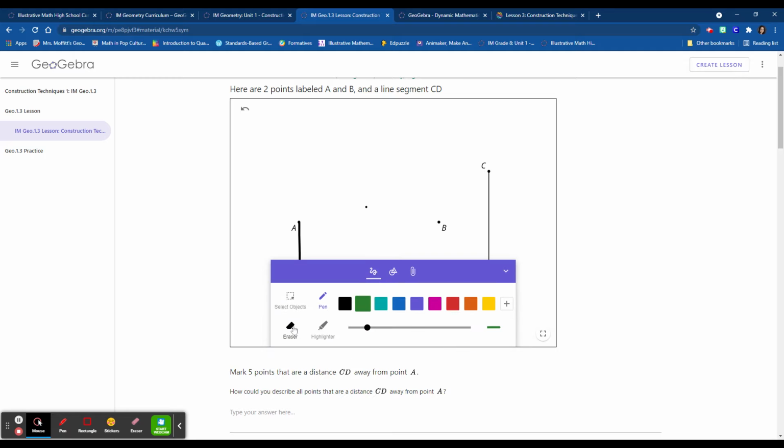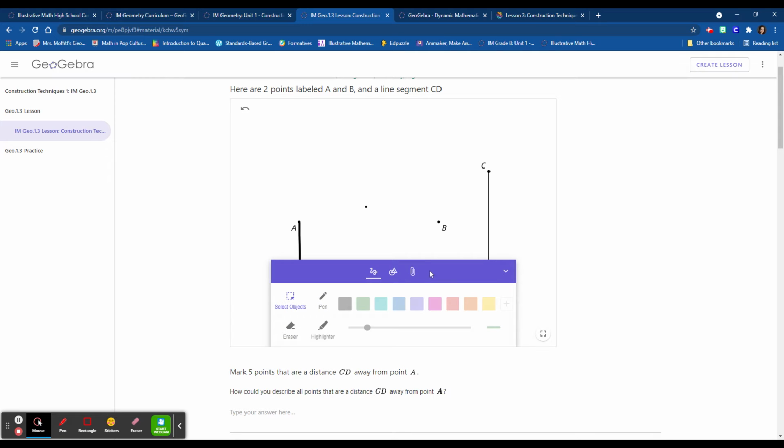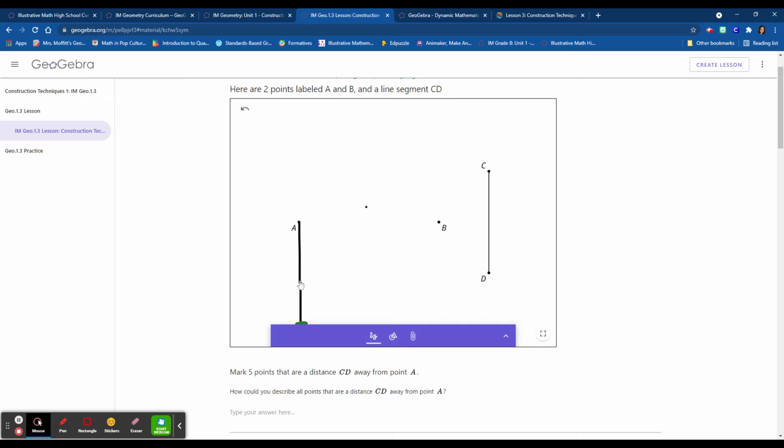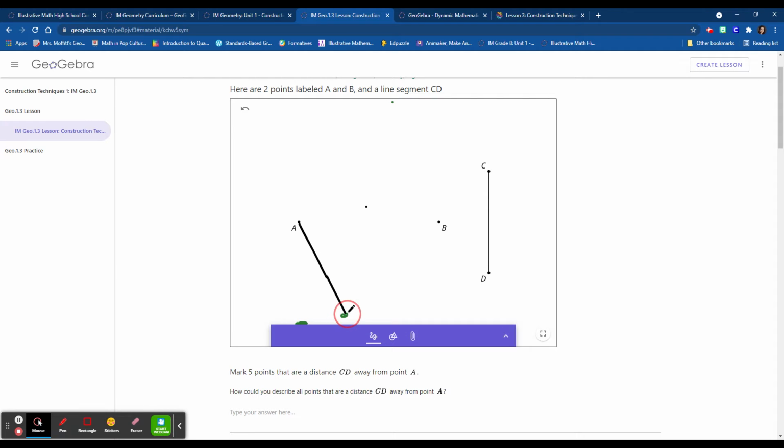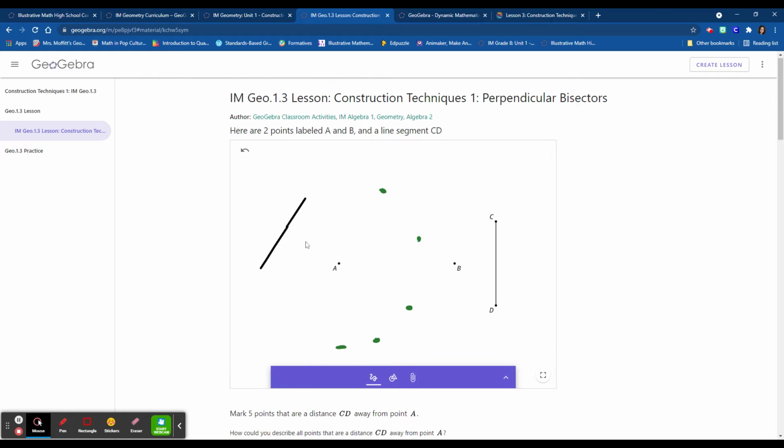Okay, now I can come back and click on my Select Objects tool. I think it's going to let me rotate this line around a little bit, so I can line it back up with A. That's still the same distance. It's still the same length that CD was, right? So then I can use the pen and mark a point. I'm just going to keep continuing that pattern. All right, so here are the 5 points that I picked out.